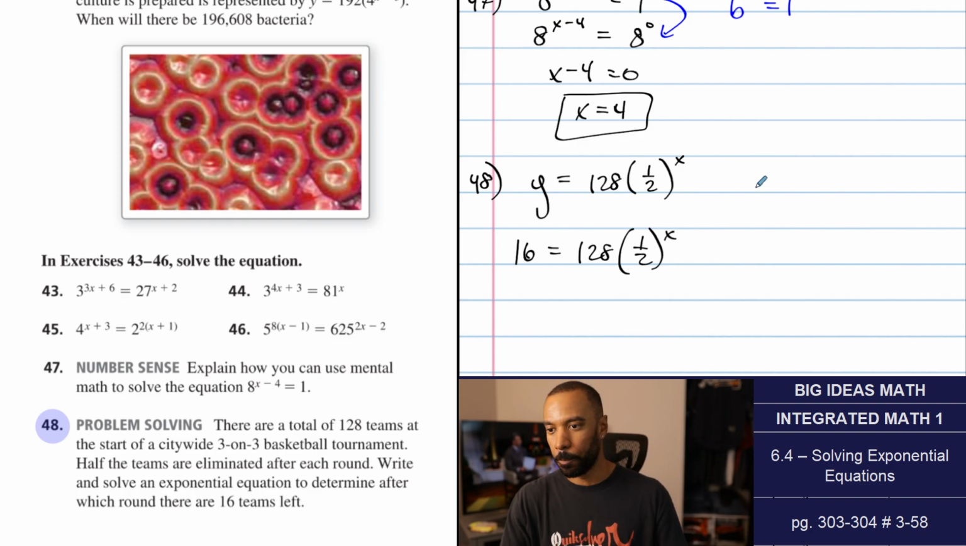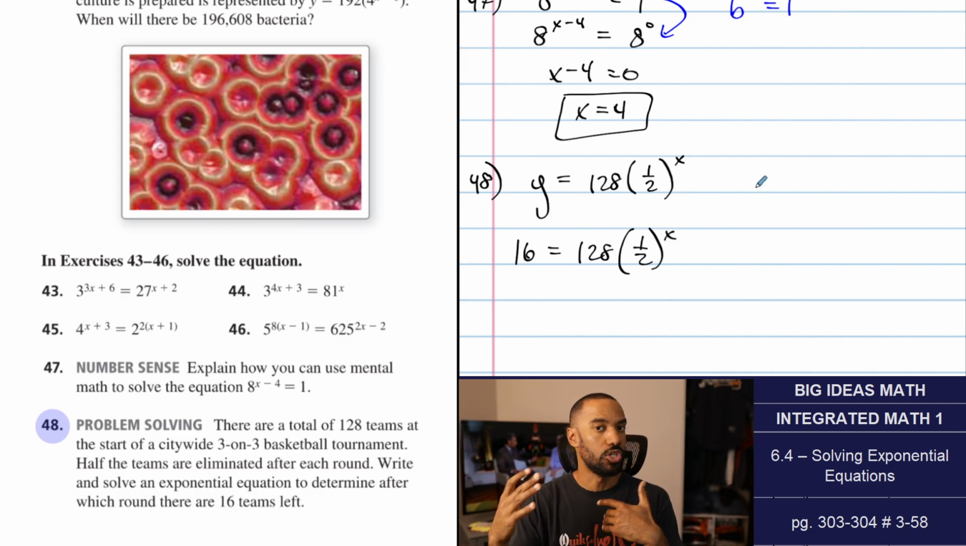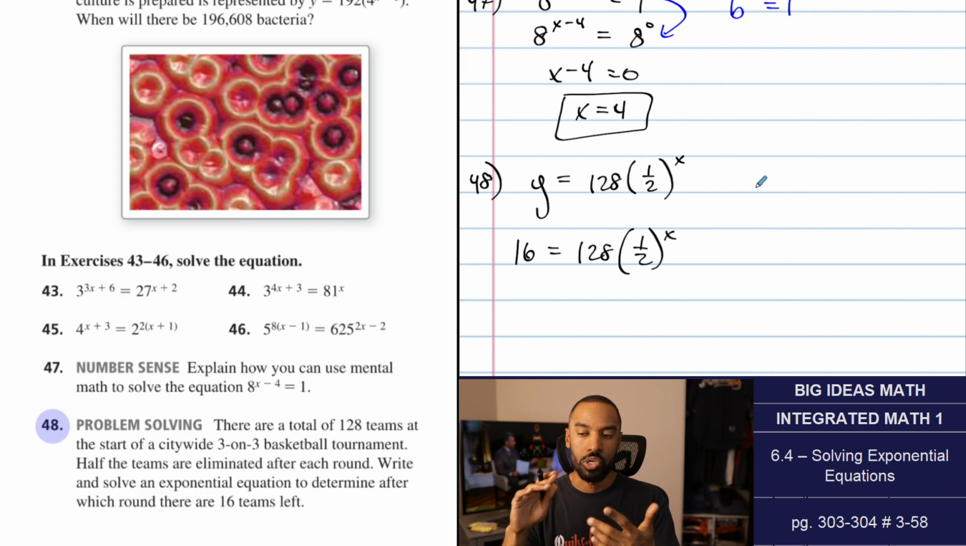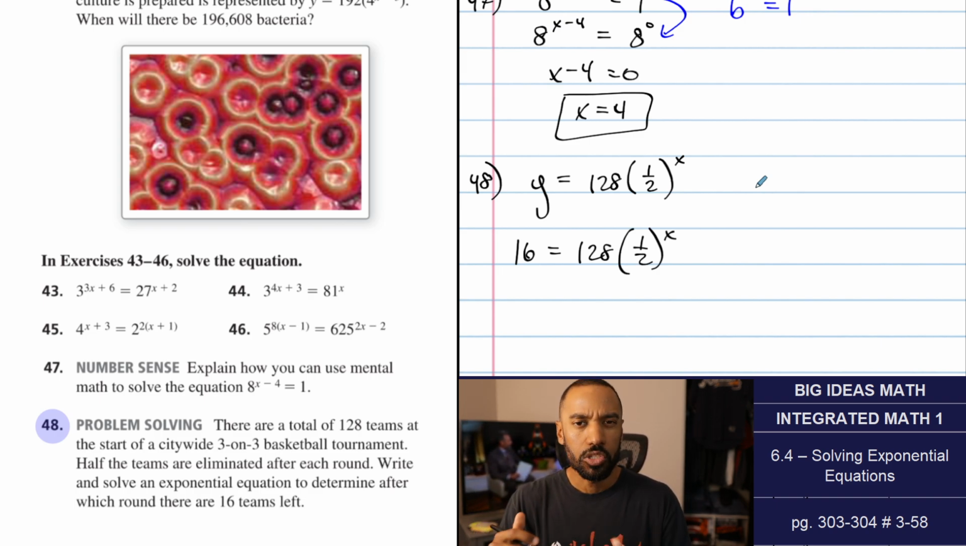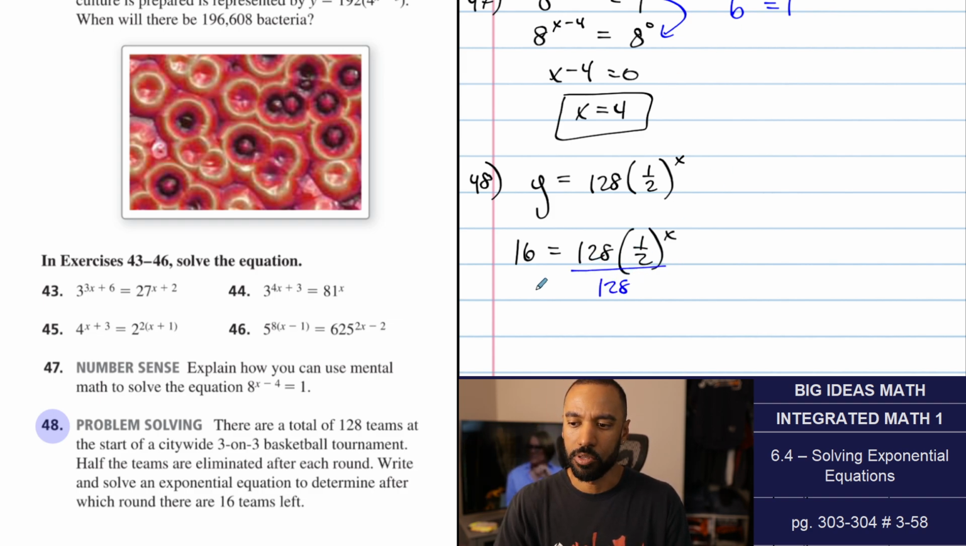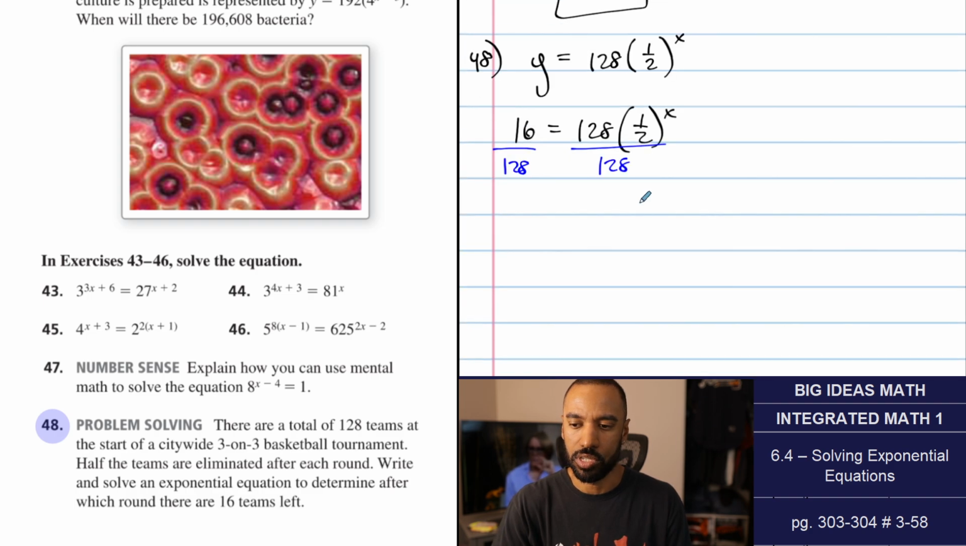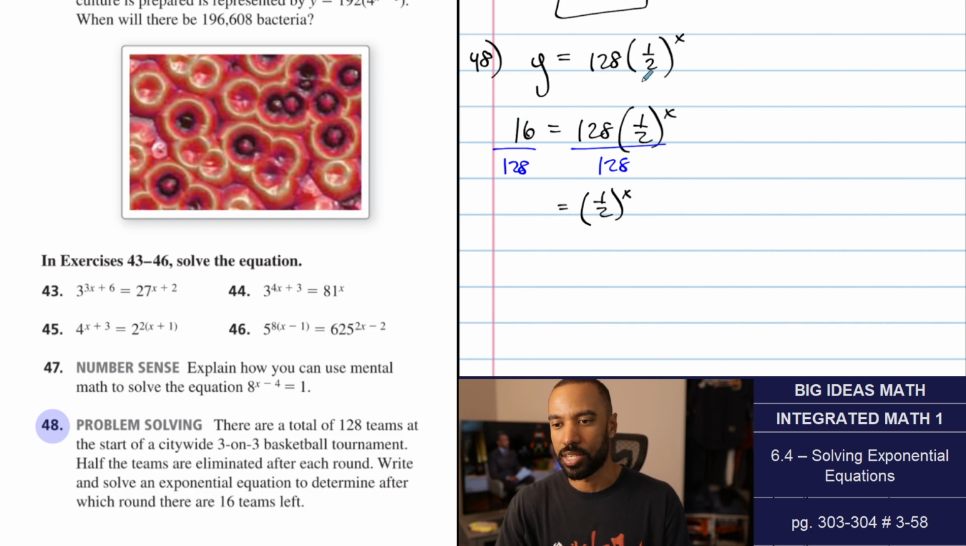Now you could do guess and check. You could do it mental. You could take half of 128, etc., over and over until you get the answer. Let's do it more algebraically. Let's divide both sides by 128. I'm going to reduce this fraction of 16 over 128. Now on this side I have 1/2 to the x power, and on this side 16 over 128 is 1/8, like that. So let's do this algebraically and work out the rest from there.